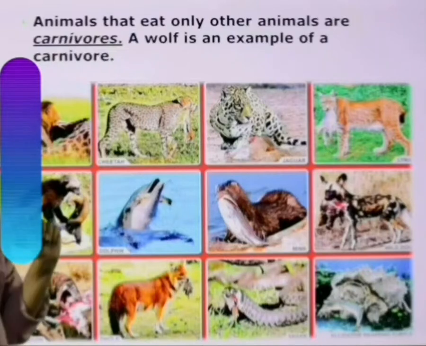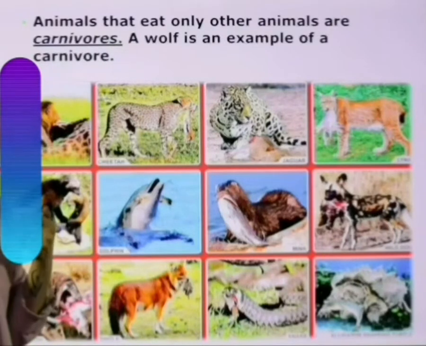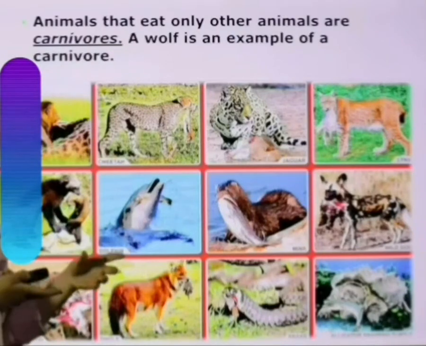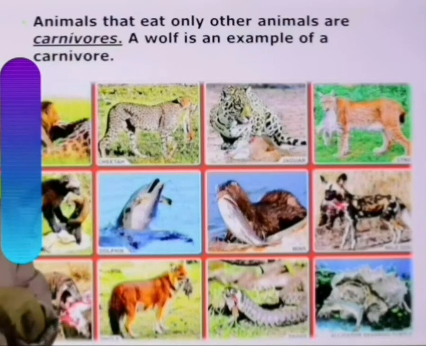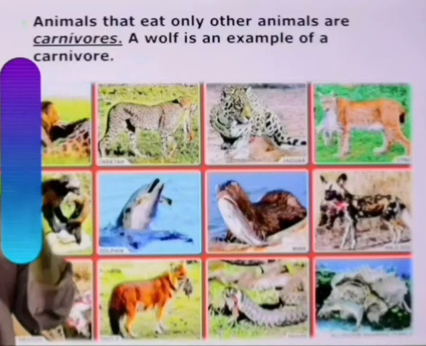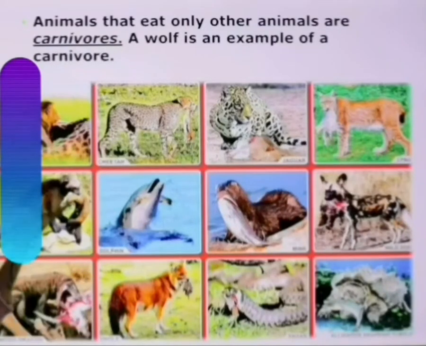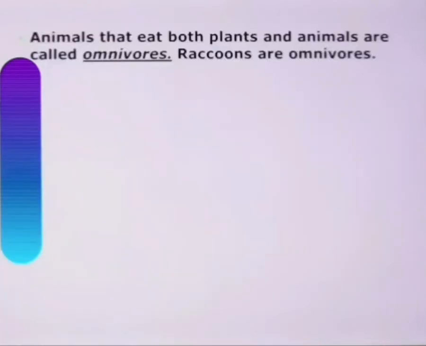Now I have a question for you. What are we considered? We eat both herbs or plants and vegetables and fruits, and we also eat meat like beef, like fish, like chicken, like turkey, etc. So what are we considered? Let's see in the next slide.